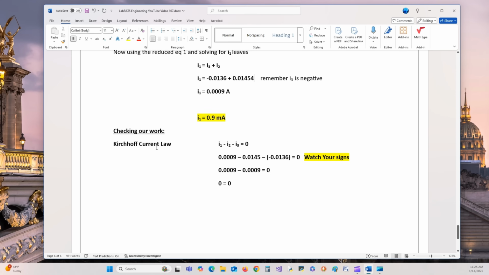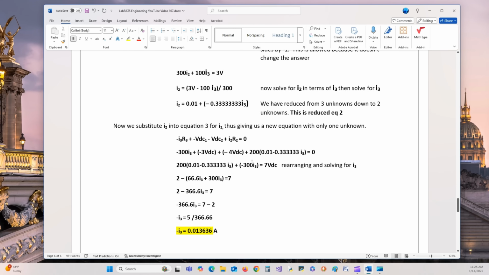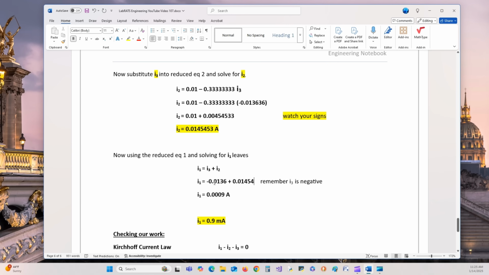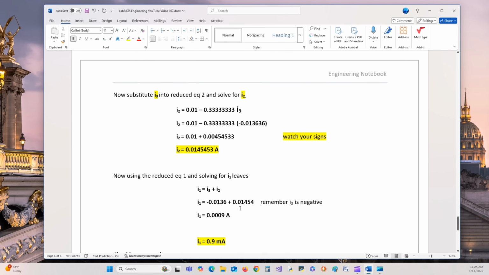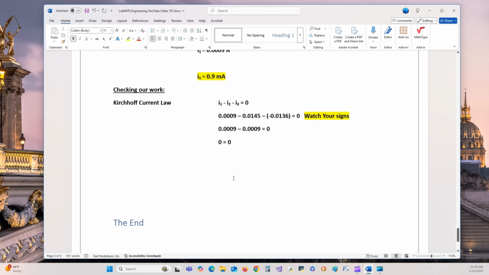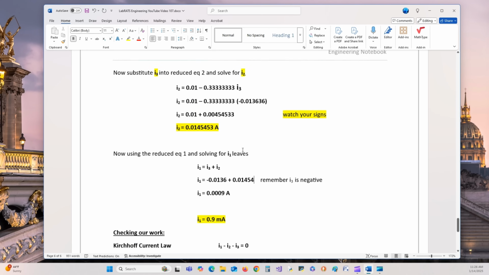So I go back to Kirchhoff's current law, which is I1 minus I2 equals I3 equals 0. I put I1 in there, which is 9 milliamps, minus I2, which is negative 0.0136. Well, that's I3. I2 is 0.014554. But when you add these together, it equals I1 equals 0.009 amp. So I bring that down to here, and that equals 0.